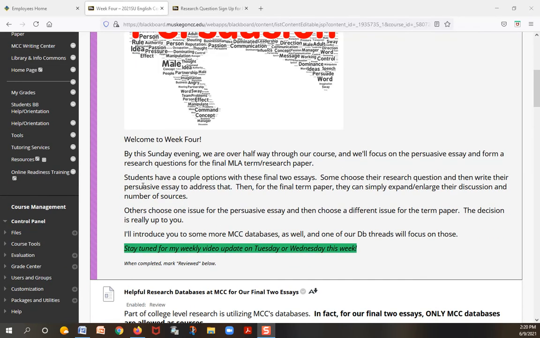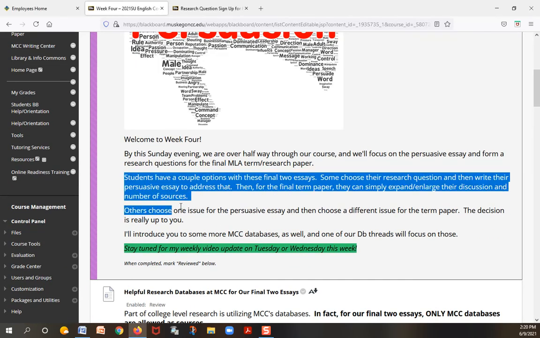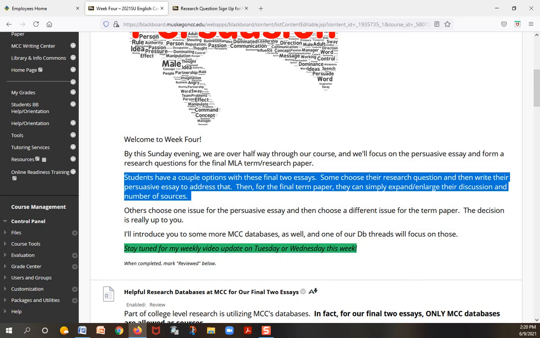The first thing I want to talk about is you really have two options to address both the persuasive essay and the MLA research term paper. Some choose the research question right away, and then they write the persuasive essay to address that. Then for the final term paper, they can simply expand or enlarge their discussion and the number of sources. So the persuasive essay, which is due at the end of this week, is our typical 3 to 4 page essay, has a smaller number of sources than what the MLA term paper will. But you can write about the same question, the same issue for both.